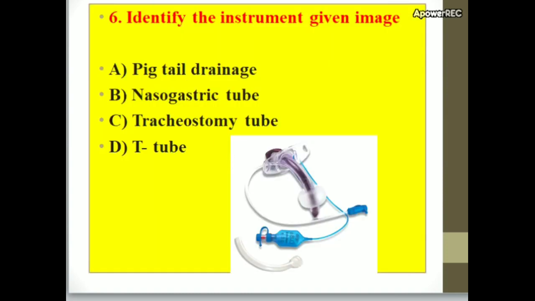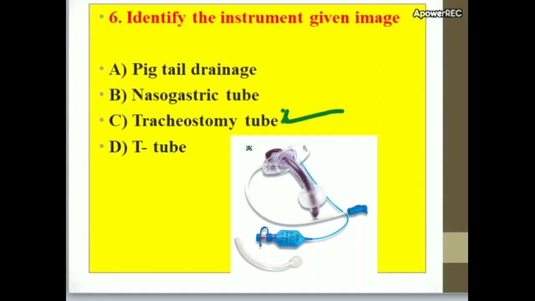Next question, here we have given the options. Identify the instrument in the given image. Options: pigtail drainage, nasogastric tube, tracheostomy tube, T-tube. The correct answer in this option is tracheostomy tube.